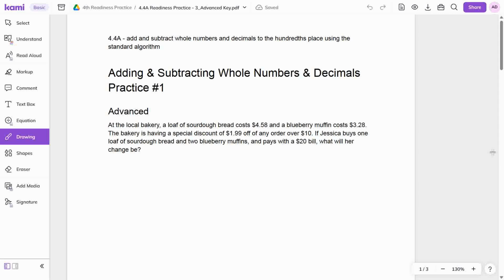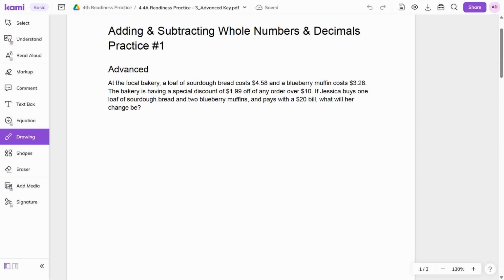So for our first problem, we are buying things at a bakery. All right, so we've got a loaf of sourdough bread. So I'm just going to put SB for sourdough bread. That's $4.58. We've got a blueberry muffin. I'm going to put BM for that. That's $3.28. So the baker's having a special discount of $1.99 off any order that's over $10.